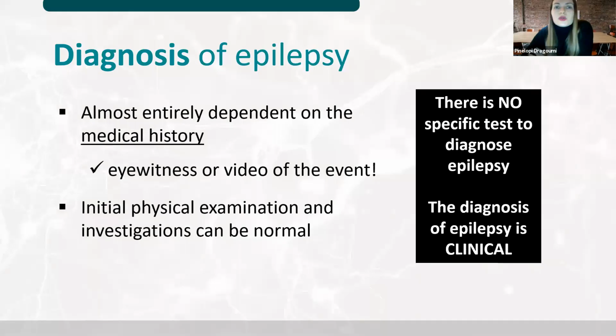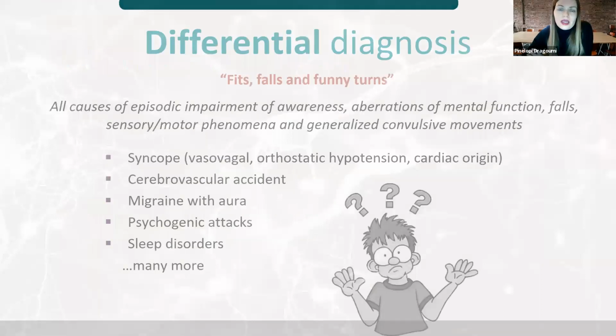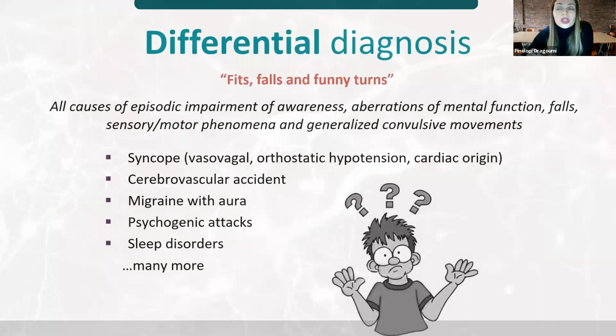Now, we all know that diagnosis of epilepsy is based on the medical history. There is no specific test to diagnose epilepsy, and we have to rely on the history, because in most children, the initial physical examination and the initial investigations may be normal, and we need to think about all the differentials, which include syncope and a cerebrovascular incident, or migraine with aura, or psychogenic episode, or many sleep disorders that may look like seizures.